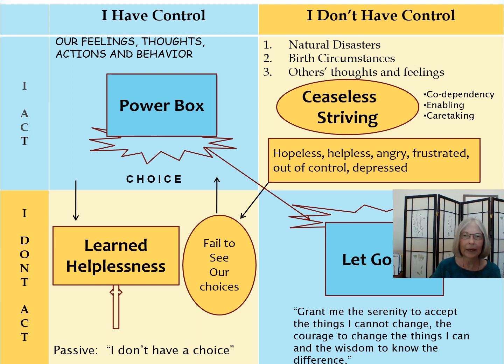And in the upper right corner, where we don't have control, but we're working anyway to try and affect change, that's where we find ourselves striving. We may feel hopeless or helpless. We may get to a point where we're angry or frustrated or even depressed because we don't have control, but we're trying anyway. So that's not a healthy place to be. We want to work towards being over in the upper left or lower right.